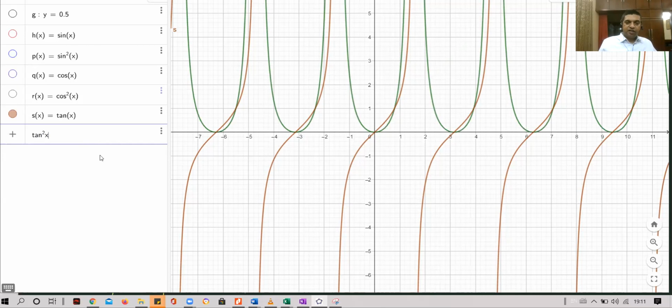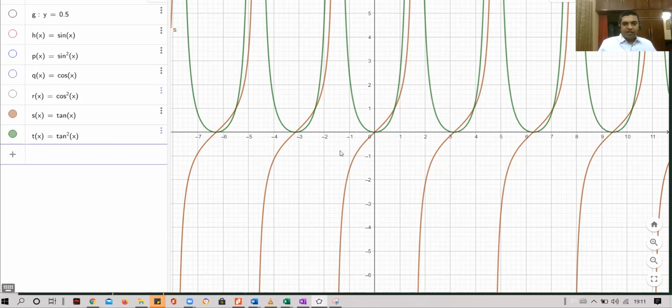You see the green curves. When you square this curve, the negative portion goes to positive. And of course, because of the square, there will be slight change in the values like this. And so this will be the green curve, and that is tan square x. Whereas this brown curve is tan x.